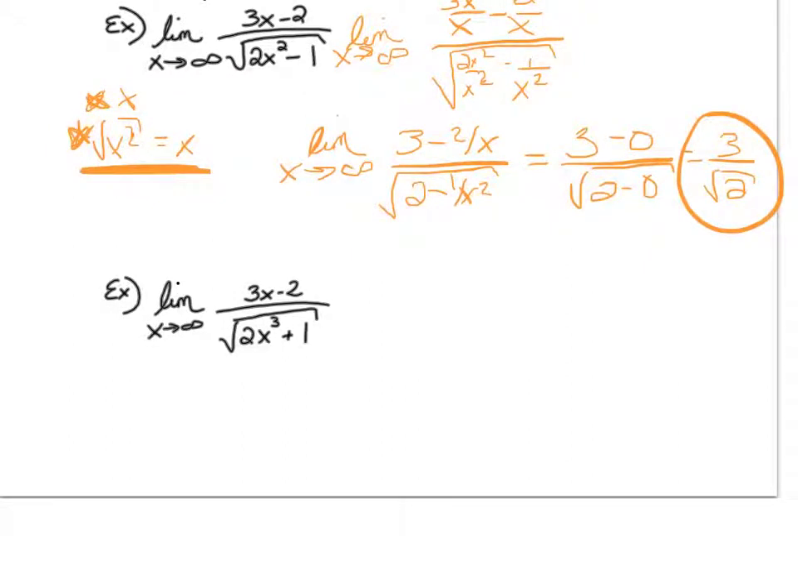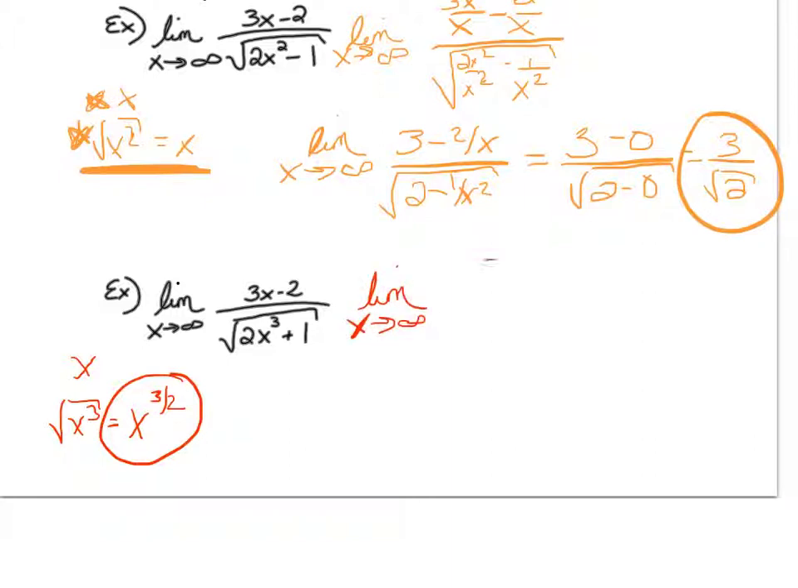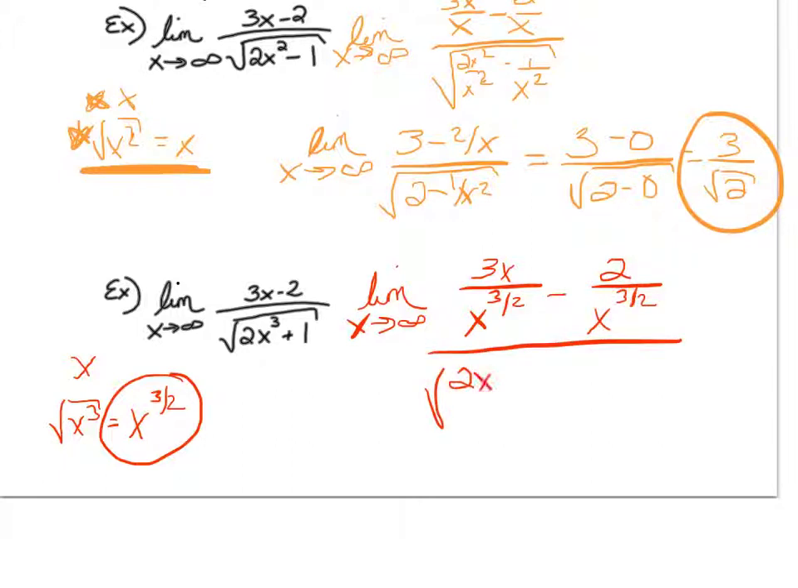So first thing I'm going to notice is I have an x variable on top, and on the bottom I have a square root of x cubed, which I know is the same thing as x to the 3 over 2. Well, that's going to be my highest powered variable, so that's what I'm going to have to divide everything by. So I'll have the limit as x approaches infinity of 3x over x to the 3 over 2 minus 2 over x to the 3 over 2 all over the square root of 2x cubed.